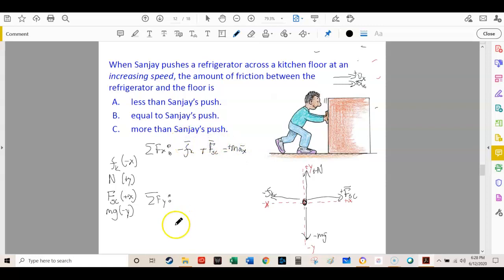Okay? In the y direction, I have a normal force up, and I have a weight vector down, and that's equal to mass times acceleration in the y direction. Well, it's only accelerating, it's only increasing speed in the x direction. It means the y direction acceleration is 0, which means normal force minus mg is equal to 0, which means normal force is equal to mg. Okay.